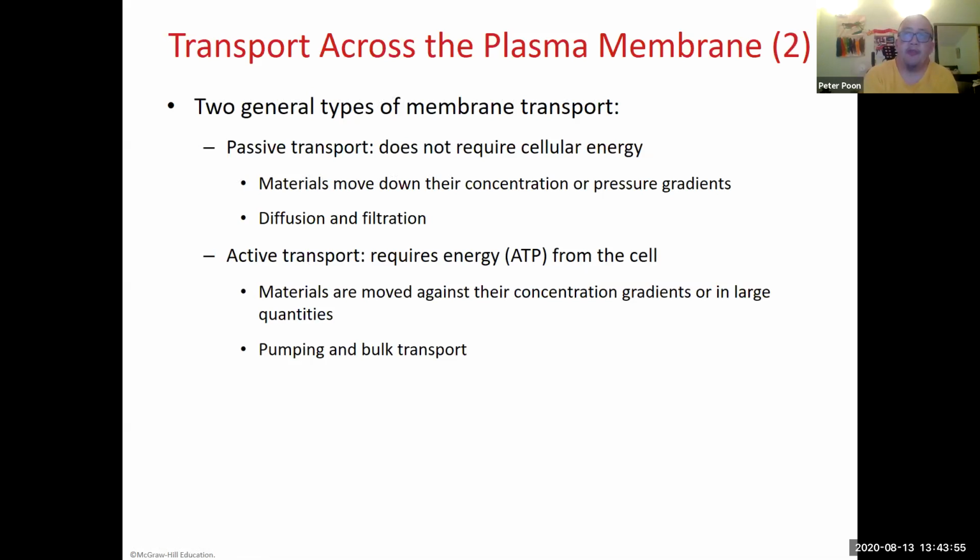There are two general types of transport: passive transport and active transport. Passive transport is passive, which means I'm not wasting energy doing this. The only way this works is to go from high concentration to low concentration. Diffusion and filtration work this way. So in passive, I'm not using ATP, and I'm always going from high concentration to low concentration. In active transport, I'm always using ATP, and I'm usually going against my concentration gradient, so I'm going from low to high.